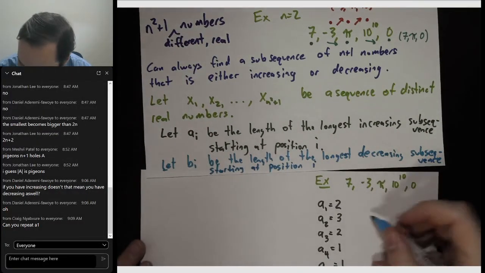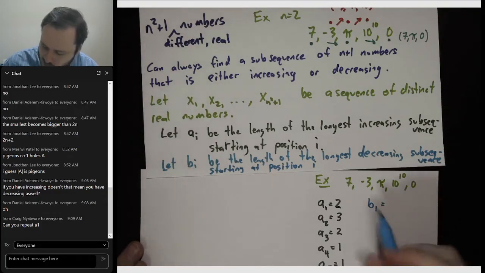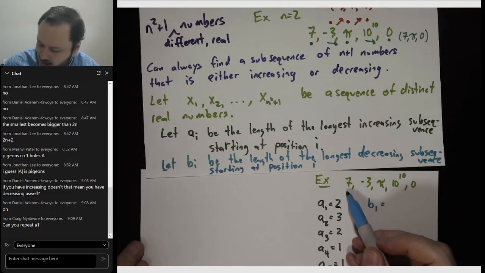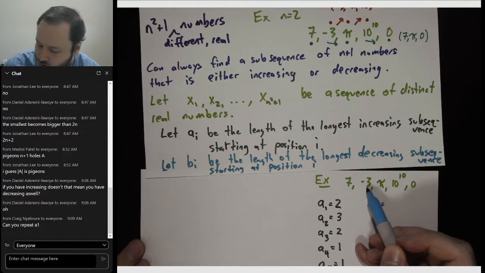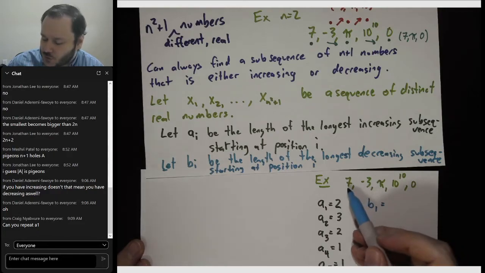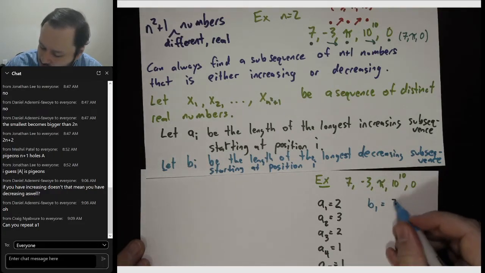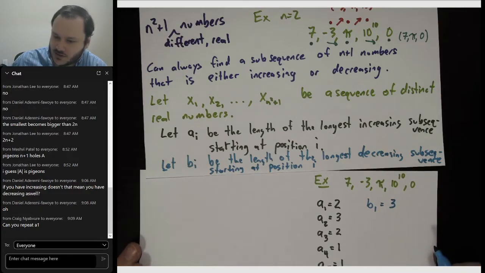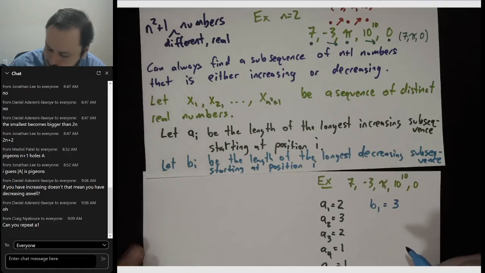So come back to our example, b sub 1. If I start at 7, how far down can I go? Well, don't go from 7 to minus 3. That's a trap. Then you're done. You actually want to go 7, and then pi, and then 0. That's a decreasing sequence of length 3. I'll come back to a sub 1 in a second.